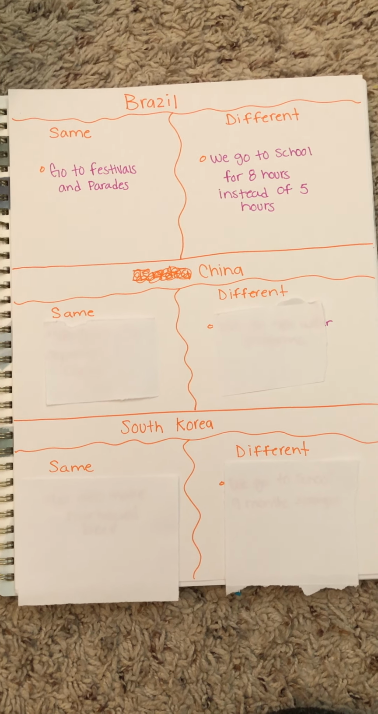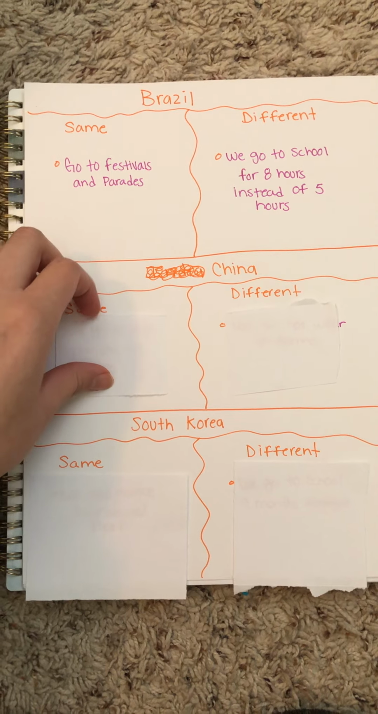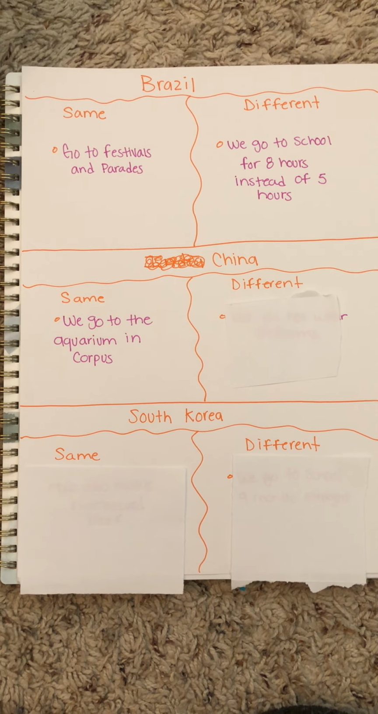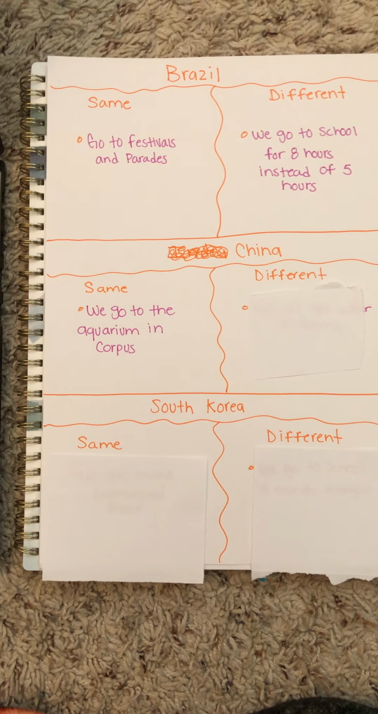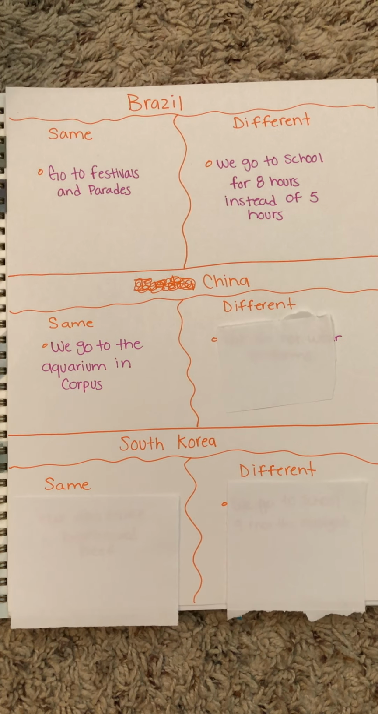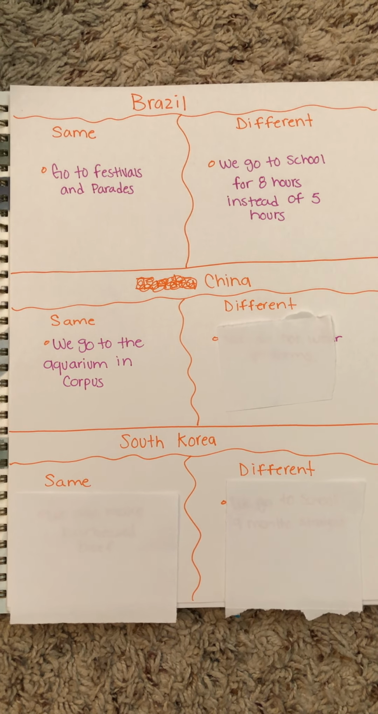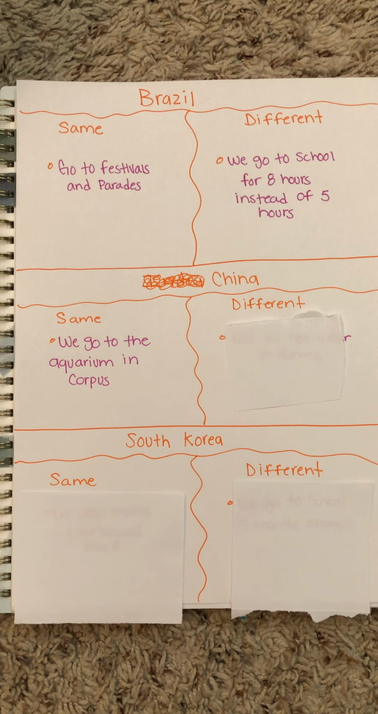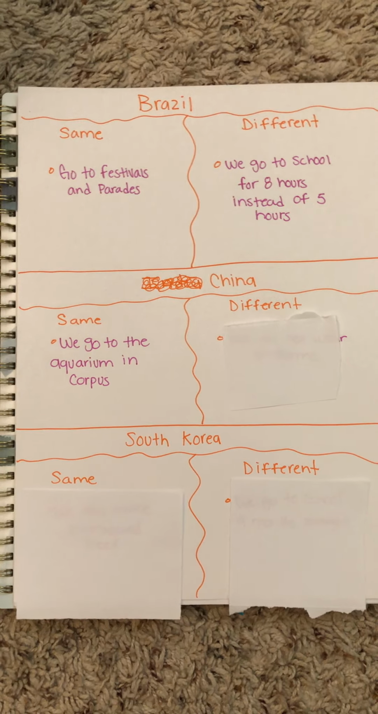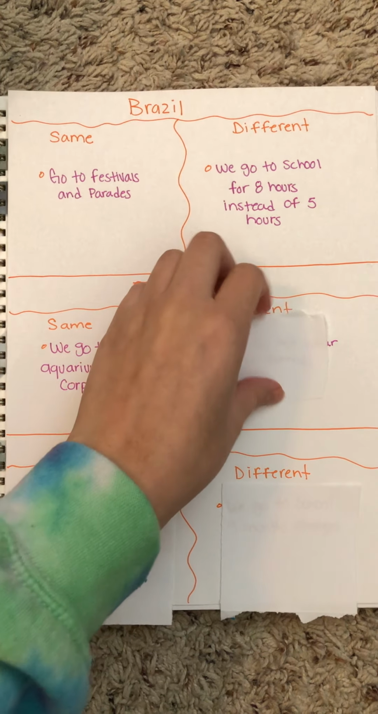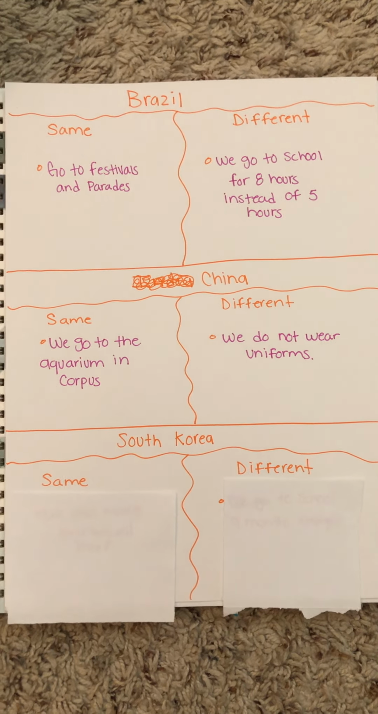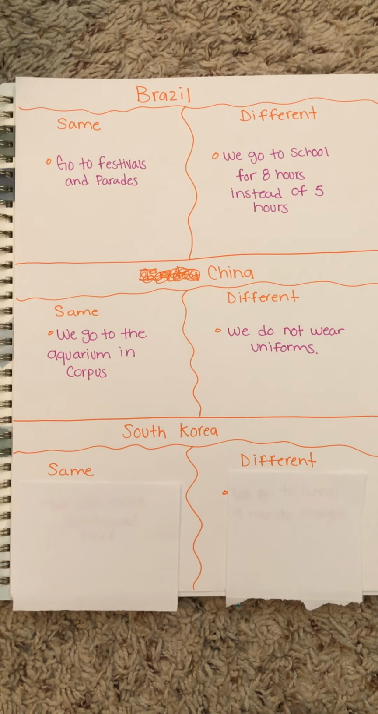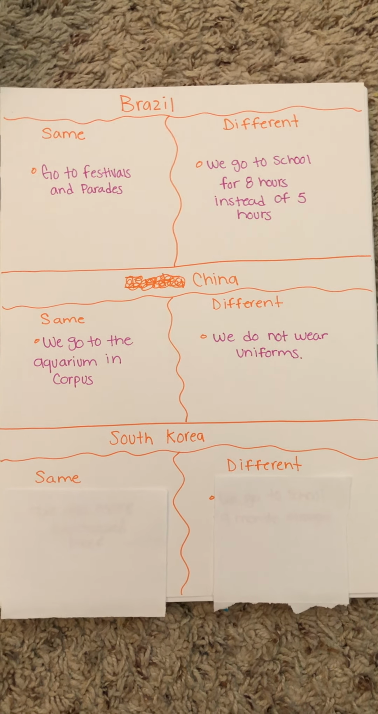For our China friend, what I put that we have in common is we also go to the aquarium that we have in Corpus. He said that he liked going to the aquarium that was near his city. And we have our own aquarium here in Corpus, so I know a lot of us like to go there. What we did have different was we don't wear uniforms in Crockett Elementary. So that was what we had different.